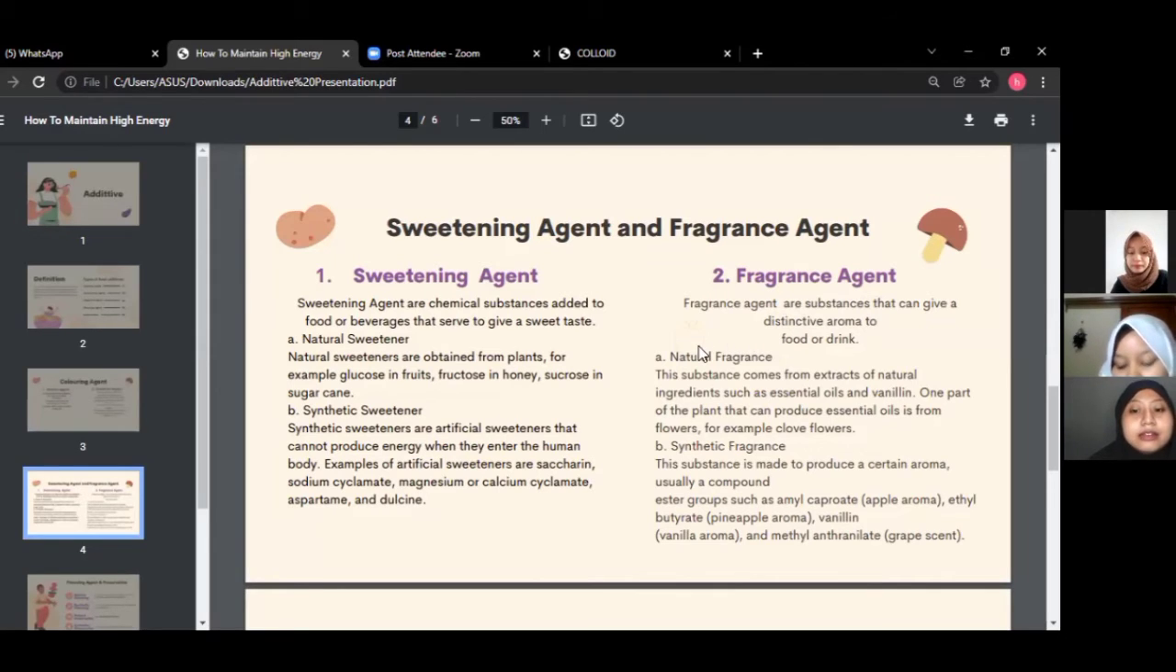And then there is synthetic fragrance. The substance is made to produce a certain aroma, usually a compound of ester groups, such as amyl caproate for the apple aroma, and then ethyl butyrate for the pineapple aroma, and then vanillin for the vanilla aroma. The last is methyl anthranilate for the grape scent.